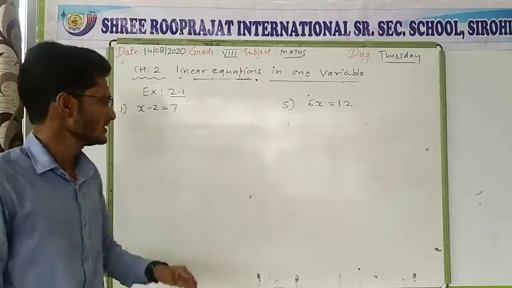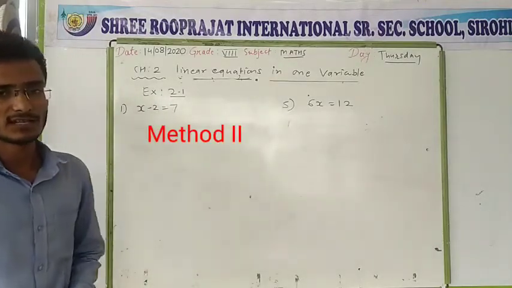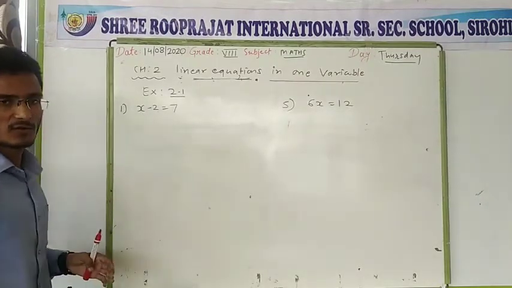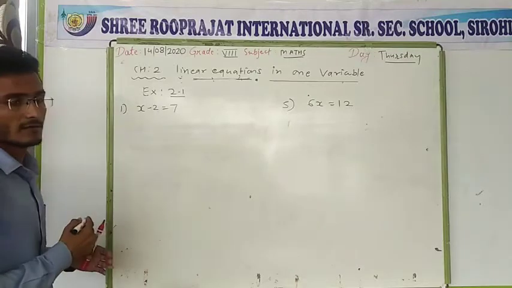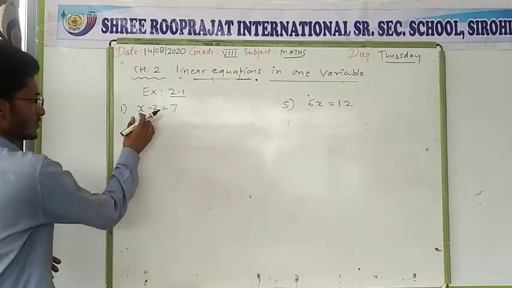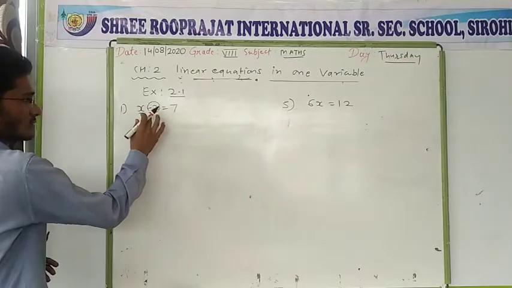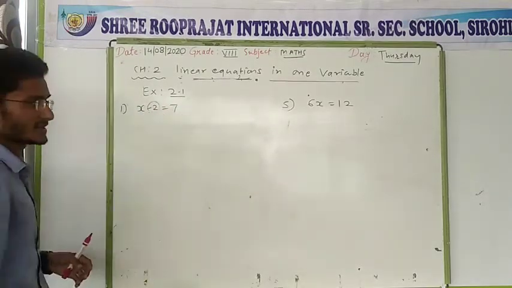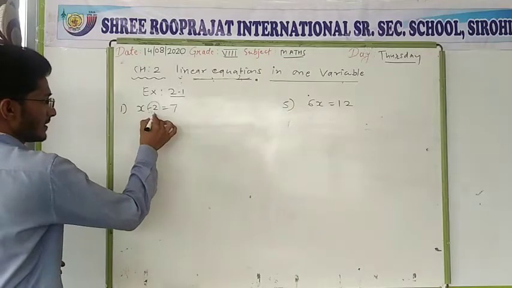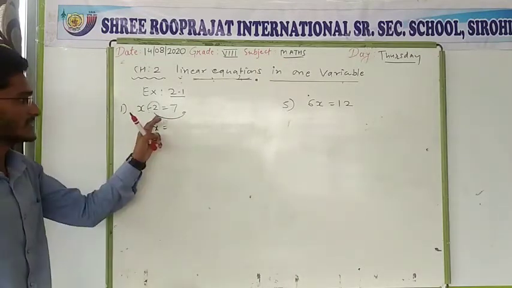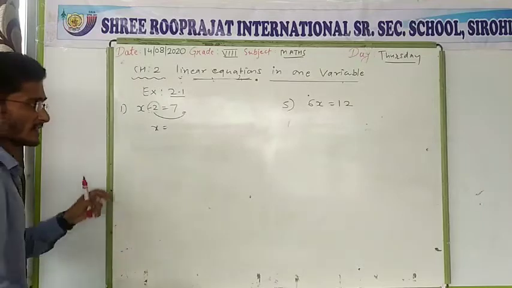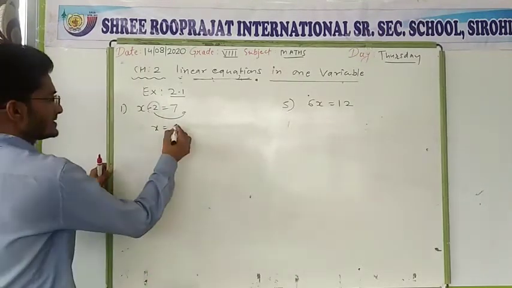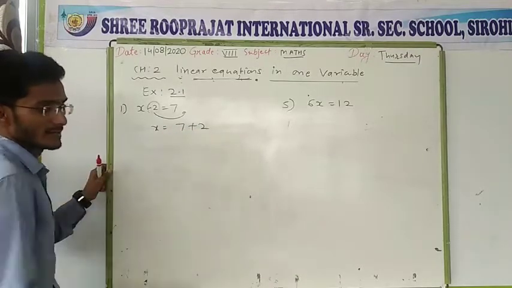So exercise 2.1, question number 1 is x minus 2 equal to 7. So you need the value of x, that means you have to remove all the remaining part from the variable side to the other side. So except x, 2 is given. So you have to remove that 2 from the left hand side and shift it to the right hand side. If you remove that 2 from the left hand side to the right hand side, it will change its sign. That means on the left hand side it is given in negative, so on the right hand side it will be positive.